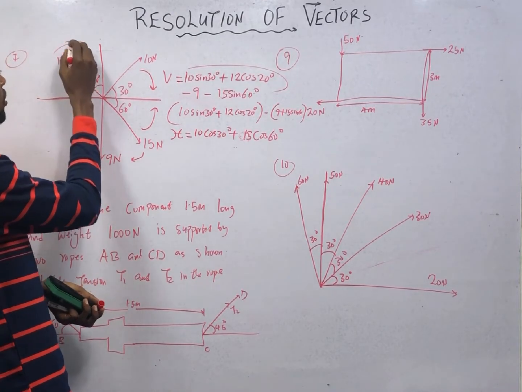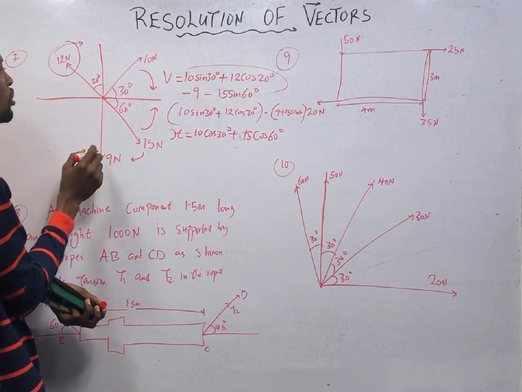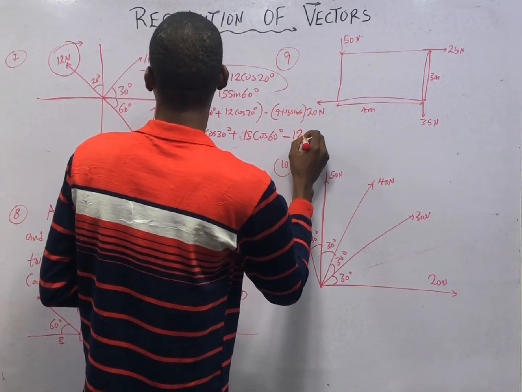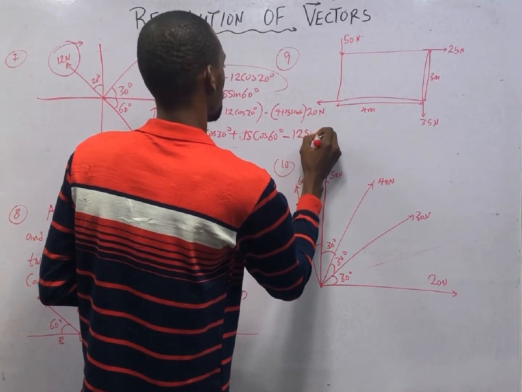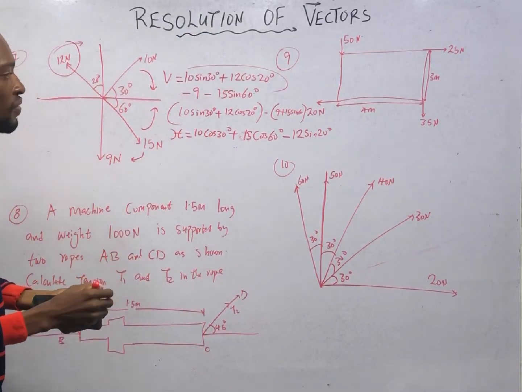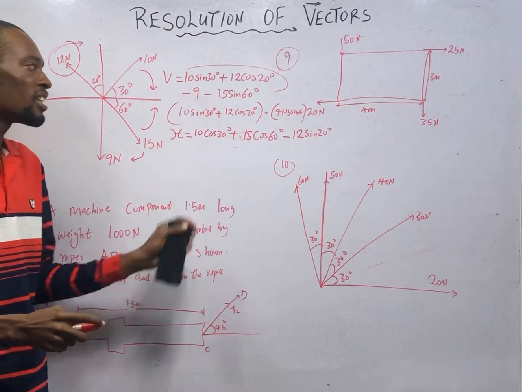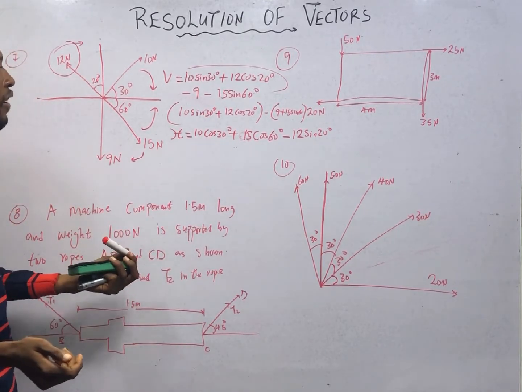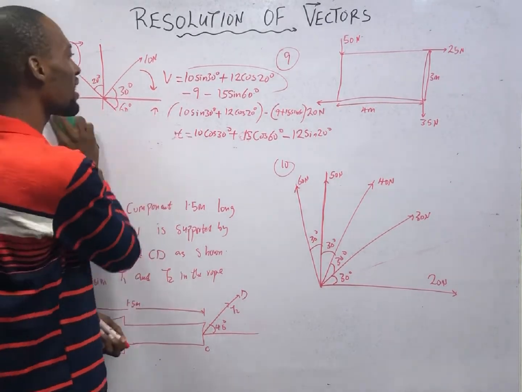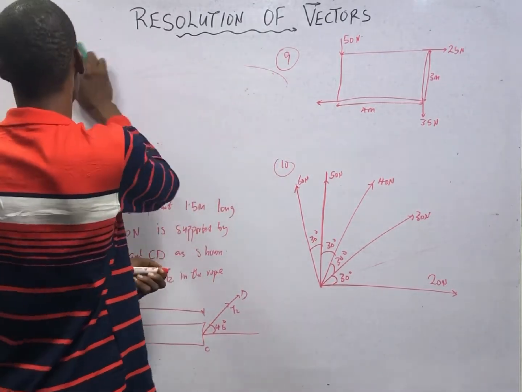This one can also go horizontal because it is inclined. So it will simply be minus 12 sine 20 degrees. So that is basically it for this vector. You get the value here, you get the value here, you look for the magnitude and direction. And let's see question number 9.